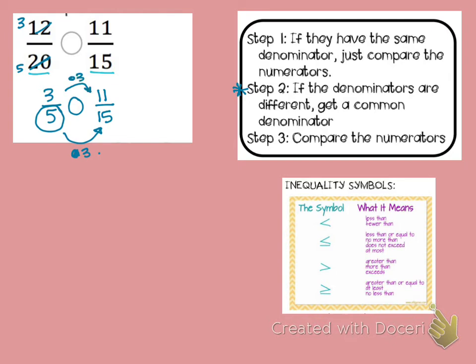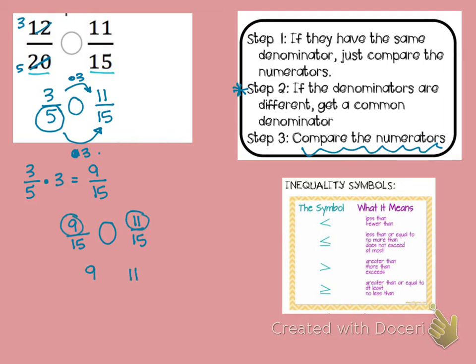So in this case, I'm going to move over here now. And we said we're going to multiply by 3. So 3 times 3 is 9, and 5 times 3 is 15. So now that I have common denominators of 9 over 15 and 11 over 15, I compare the numerators. Okay, so I have a 9 and I have an 11. Is 9 greater than or less than 11? It is less than 11, so 9 is less than. 9/15 is less than 11/15, and then that's your answer.